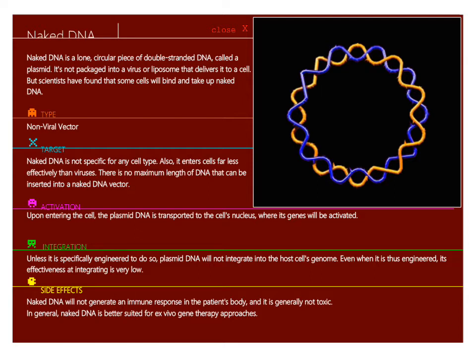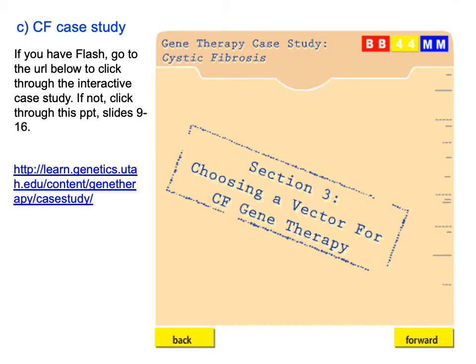Okay, so those are your 6 different kinds of vectors that you could choose from when you're designing a gene therapy experiment. So let's go through some considerations about thinking about choosing a vector for cystic fibrosis. So we'll go through this case study, and again, if you have Flash, you can go to the URL below and click through the interactive case study. But if you don't have Flash, you can just click through slides 9 through 16 in this PowerPoint.